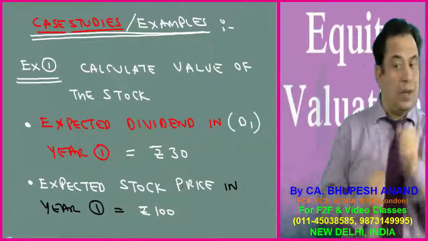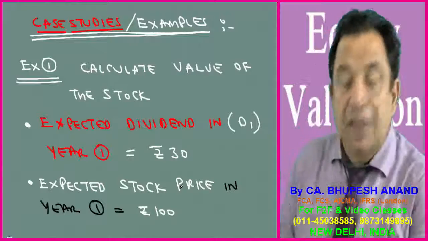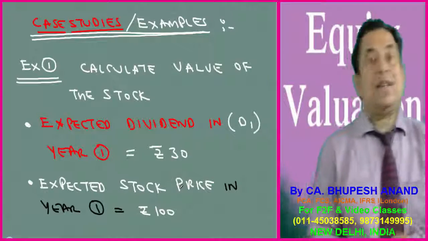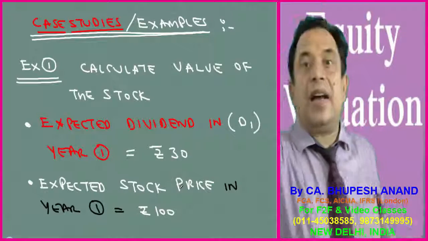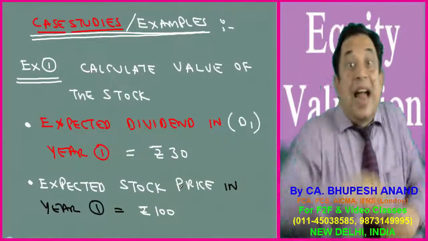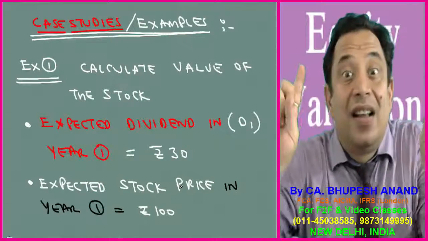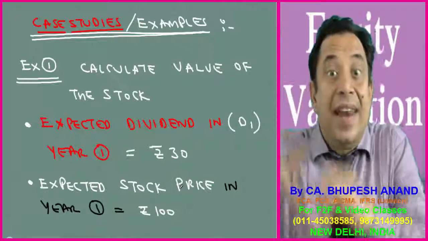How much is the value of the stock? Expected dividend D1, year 1. It means how much dividend I will be getting in the first year. Expected means I have not received it. Dividend to be received. Next year's dividend.